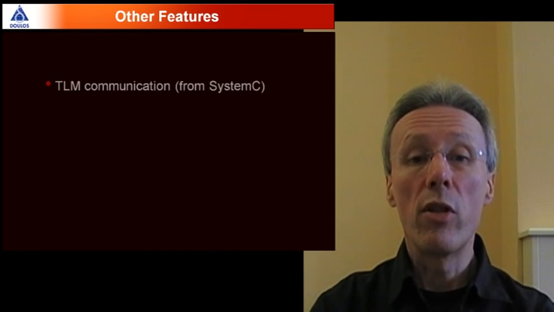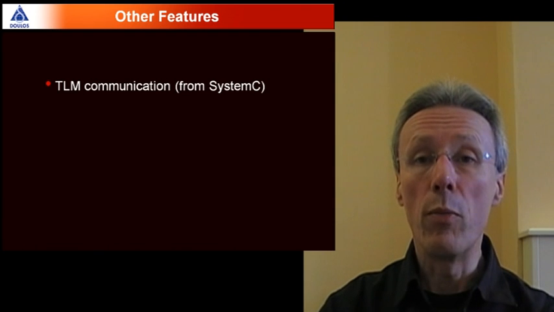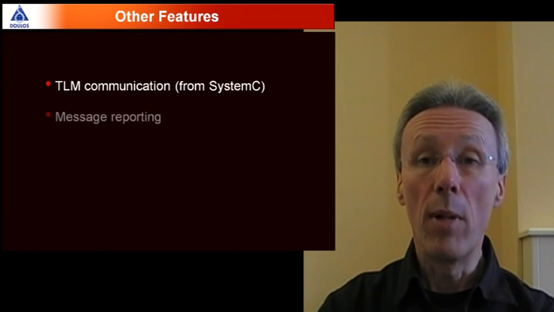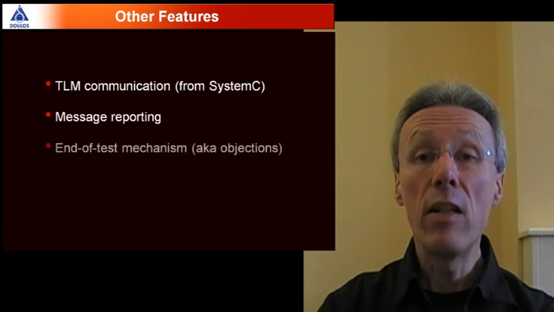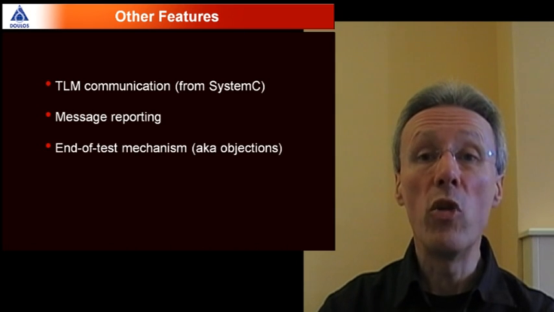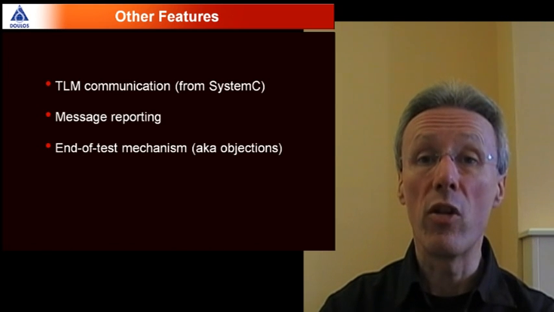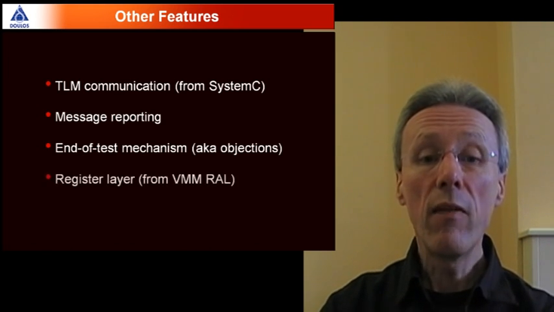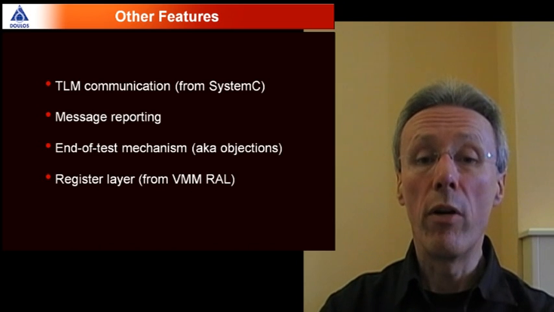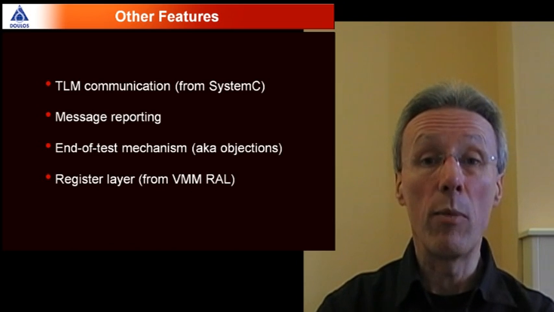So a few other features. UVM also supports transaction-level communication, which was borrowed from SystemC, message reporting, an end-of-test mechanism, also known as objections. So each component raises an objection when it's busy, and drops that objection when it's finished. And then finally a register layer, which was borrowed from the VMM RAL, or register abstraction layer.